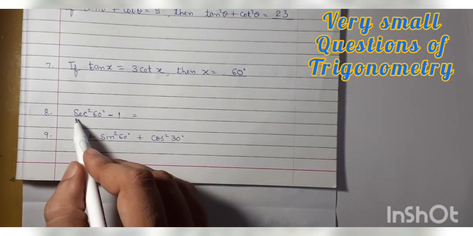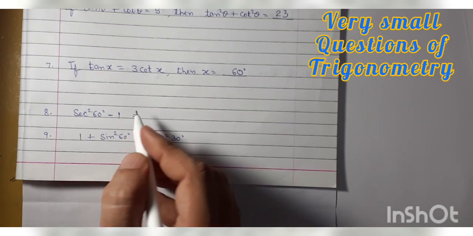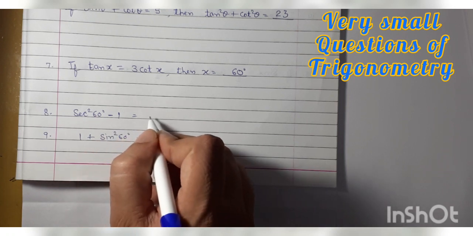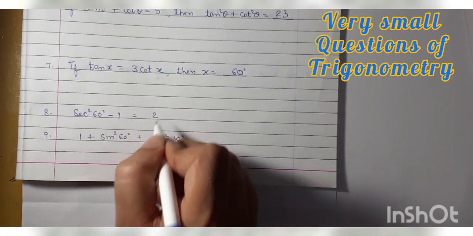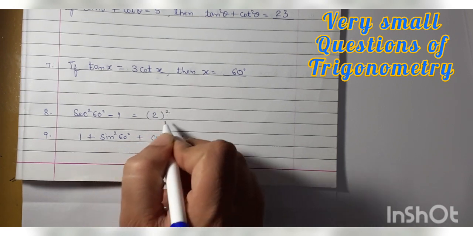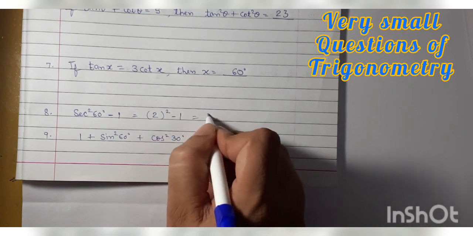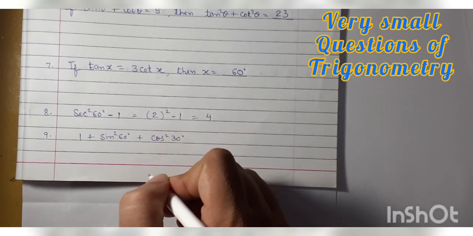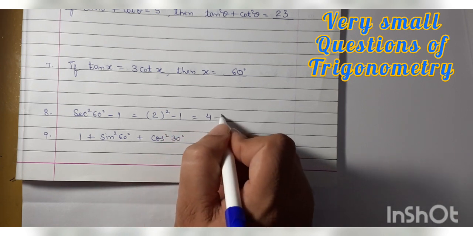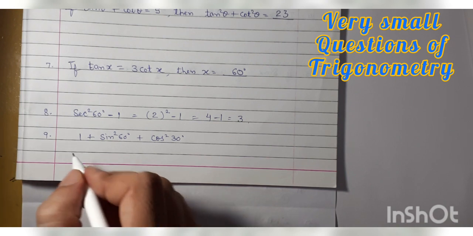Come on. Sec square 60 degree minus 1. Okay. What is the value of sec 60 degree? When you see in the table, you will get 2. Okay, 2 is the value. Then take its square and it is minus 1. 2 square is what? 4. Okay, and then minus 1. That is 3.